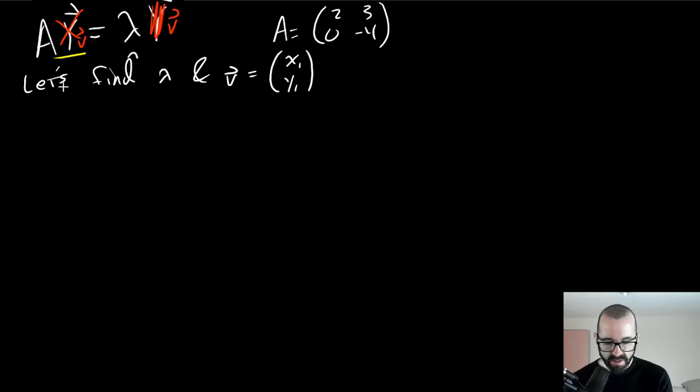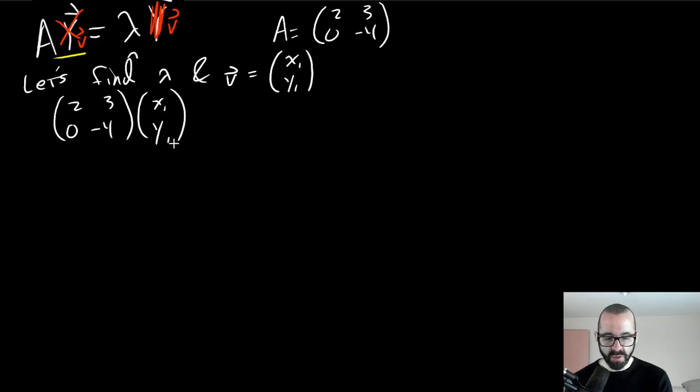And to do that, what is A? A was [2, 3; 0, -4]. What was v? v, I said, was some ordered pair. And we want to find what lambda and v have to be so that A times v equals lambda times v.